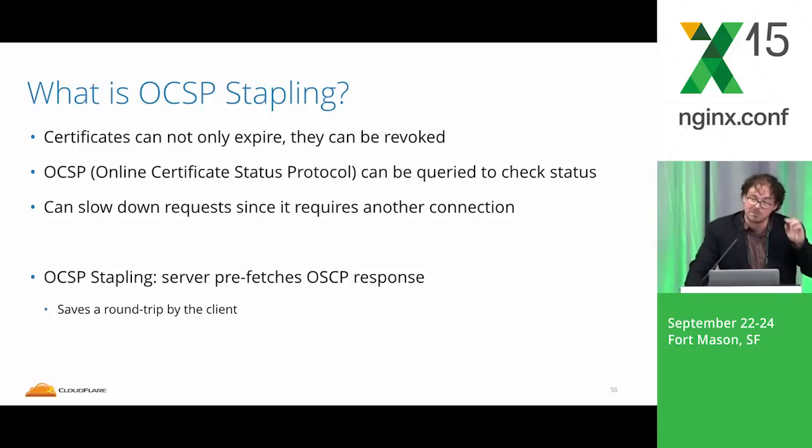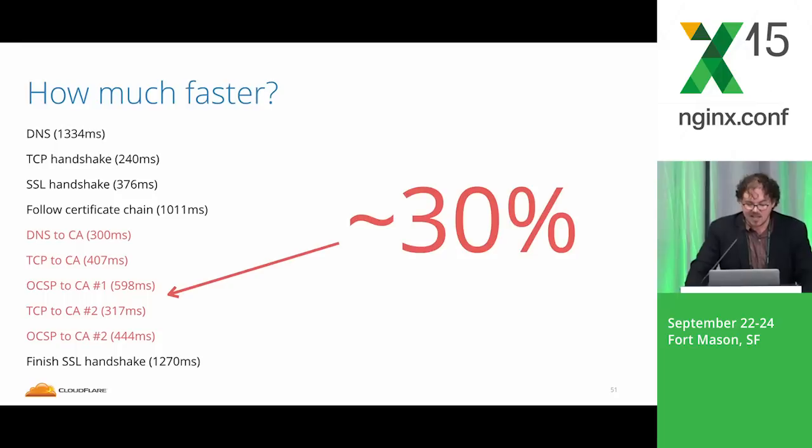So what OCSP stapling is, it allows the server to grab this proof that the certificate is not revoked for you. And in the background, it'll fetch this OCSP response that says, yes, the certificate is good, and then put it inside the handshake. So then the client doesn't have to actually reach out to the CA and get it. And this makes connections faster. If you do the math on this, it's obviously back of the envelope type of stuff, but it can save around 30% in terms of time connecting to a site.